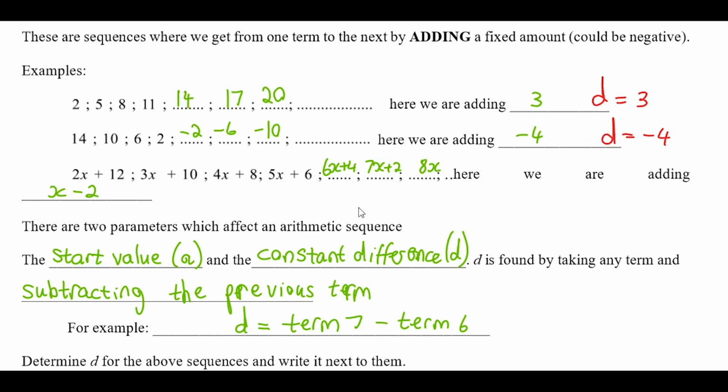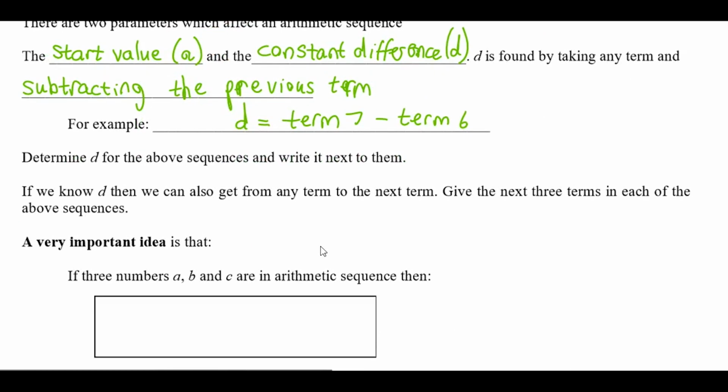Every single difference is constant. And then in this last one, if we take, for example, 3x plus 10, and we take away all of 2x plus 12, we get D equals x minus 2. So D is the constant difference. It's the amount we are adding to get from one term to the next. Right.